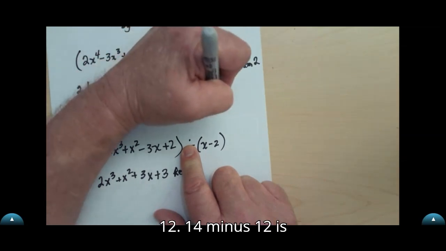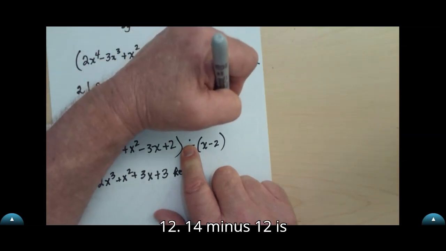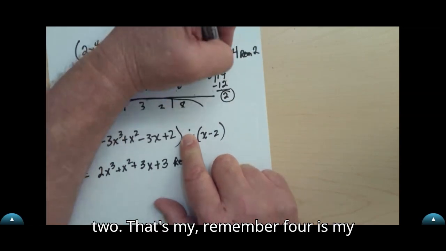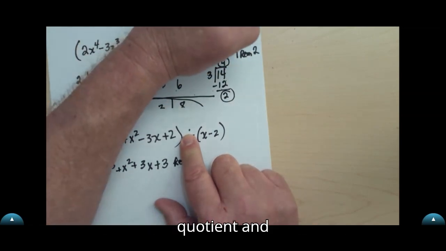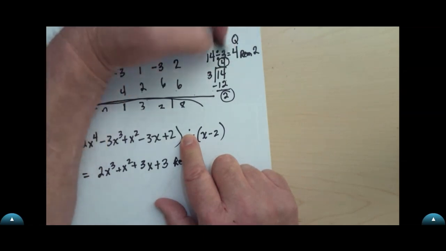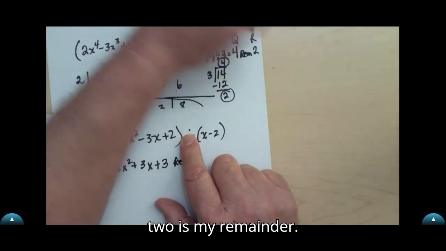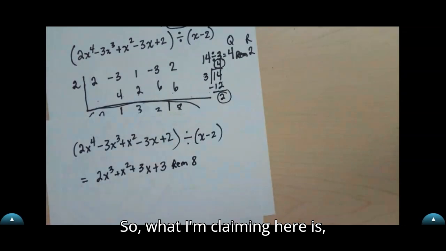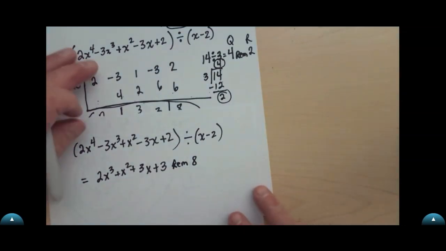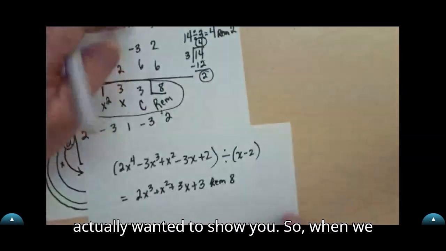4 times 3 is 12. 14 minus 12 is 2. Remember, 4 is my quotient, and 2 is my remainder. So what I'm claiming here is, oh, and by the way, here's what I actually wanted to show you.